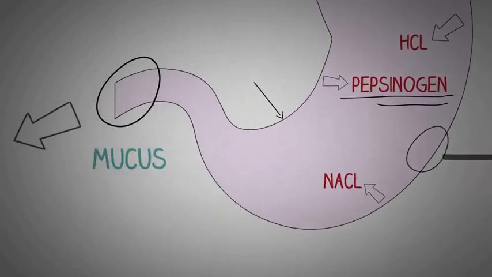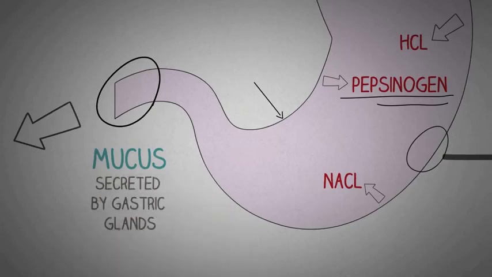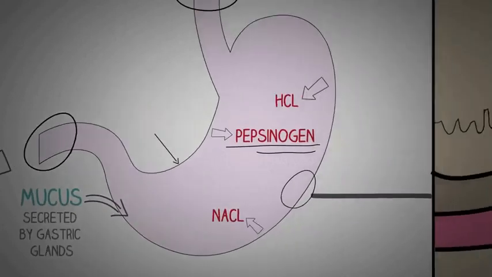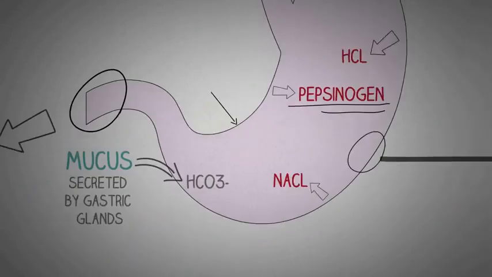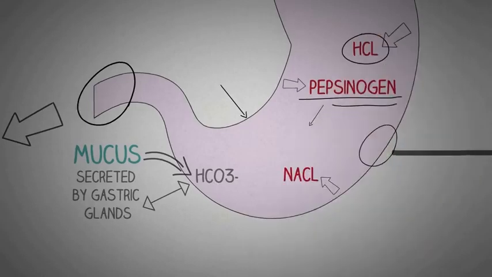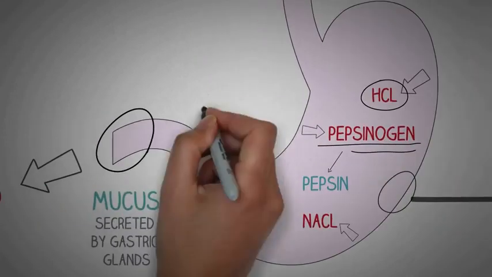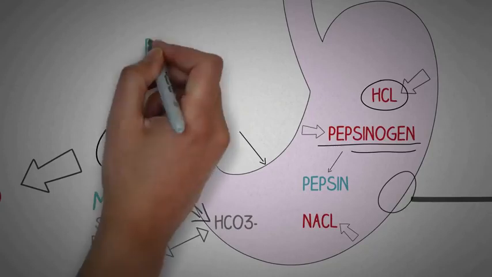Since these chemicals can damage the stomach wall, mucus, which is secreted by the gastric glands, forms a protective layer on the inner wall of the stomach. The wall also secretes bicarbonate ions and has tight cell junctions to prevent damage from HCl. All these factors prevent the damage to the wall and allow maintenance of a low pH, which is required for the action of pepsin, which is the active enzyme.